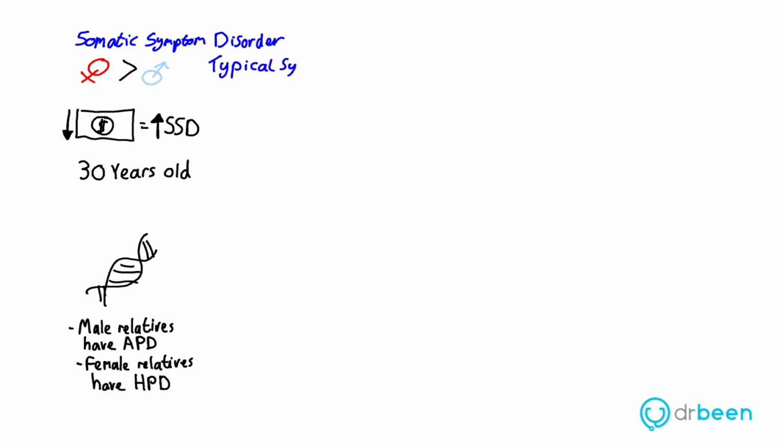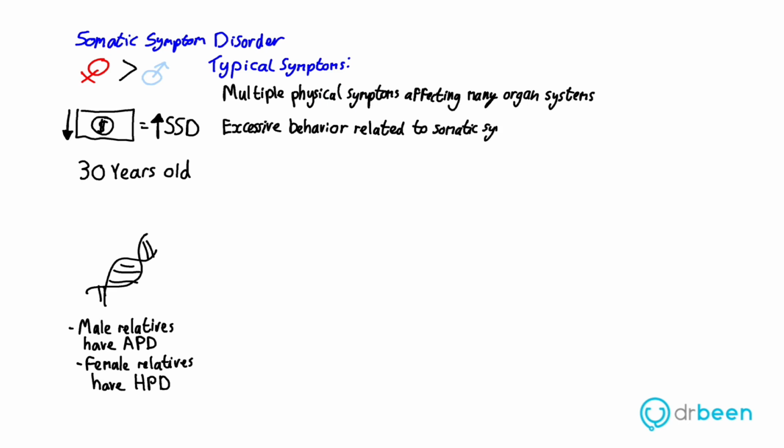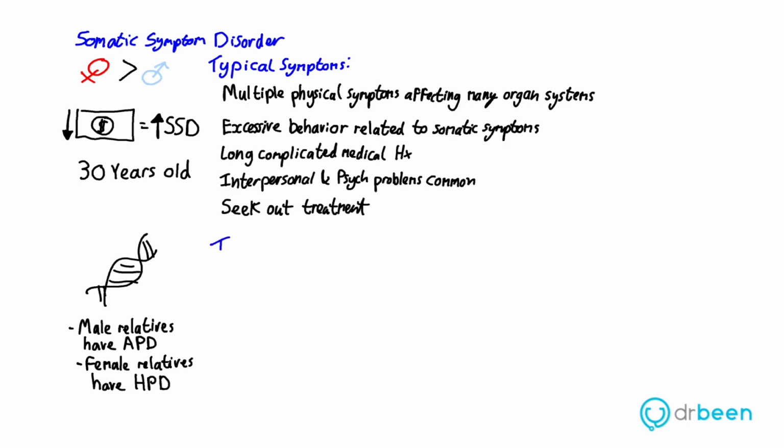What typical symptoms may you see? Well, many physical symptoms affecting many organ systems, excessive thoughts, feelings, or behaviours related to the somatic symptoms, long, complicated medical histories. Interpersonal and psychological problems may also be present, commonly associated with major depressive disorders, personality disorders, substance-related disorders, generalized anxiety disorders, and phobias. Patients will usually seek out treatment and have a significant impairment in their level of functioning.